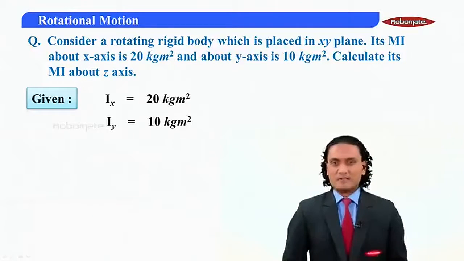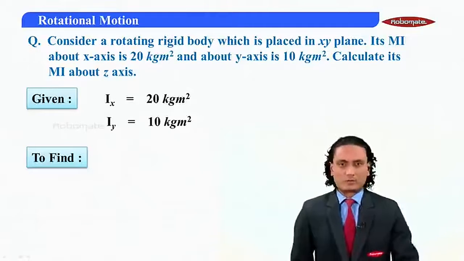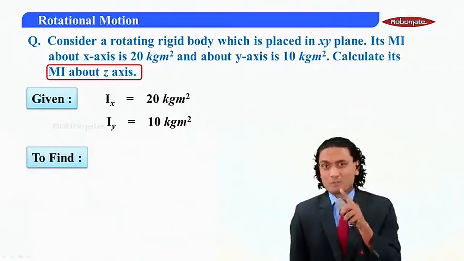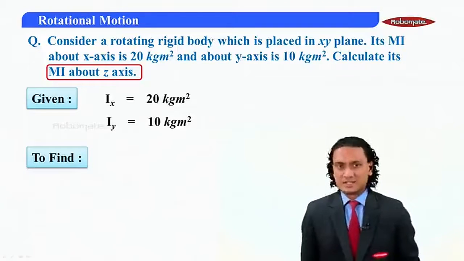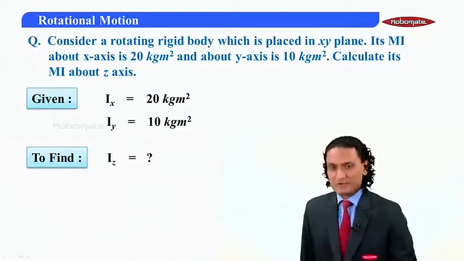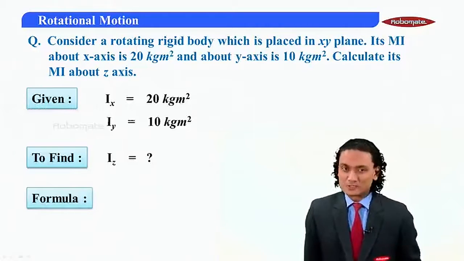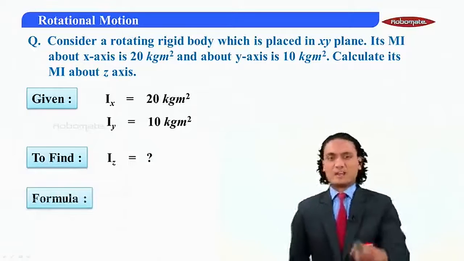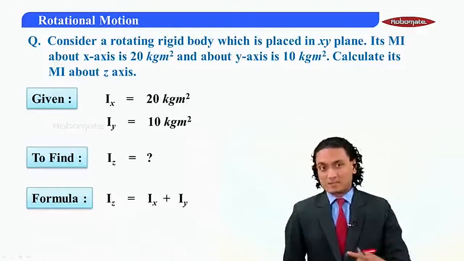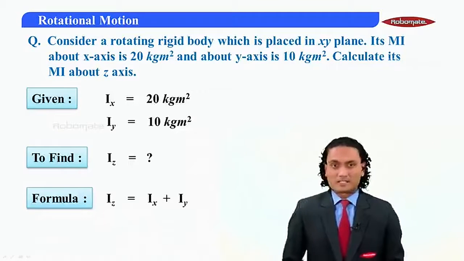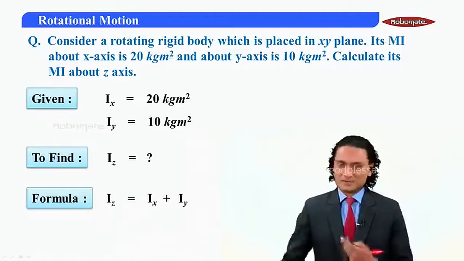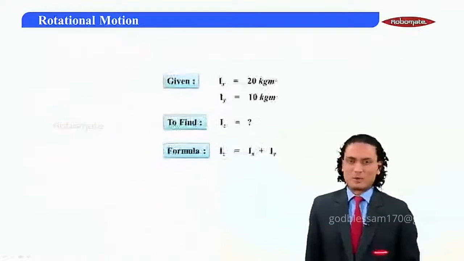Next step is we need to write down what quantity we need to find out. So what we need to find out, students? Calculate its moment of inertia about z-axis. So we need to find out Iz. Third step, your favorite, formulas. So which formula can I use? I can use the theorem of perpendicular axis. So I can write Iz is equal to Ix plus Iy according to theorem of perpendicular axis. I can use this formula and calculate Iz. Very simple. Yes or no? Fine. Let me carry this forward and move on to the solution.